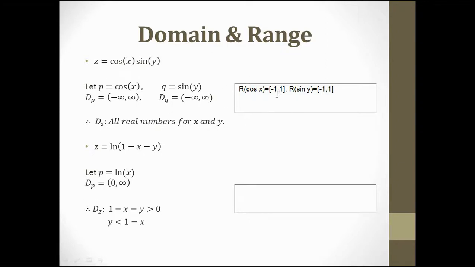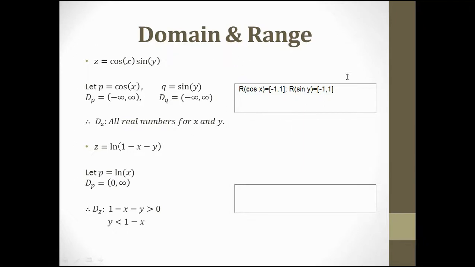So if cosine of x is -1 and sine of y is -1, if we multiply both of them to each other, we would get 1. So possibly the minimum value that z could take could be 1. But let's just plug in some other values. Let's just assume that cosine of x is the maximum value, that is 1, and sine of y is the maximum value, that is 1. If we multiply both of them together, we'll also get 1. So does that mean that the range of z is equal to 1?